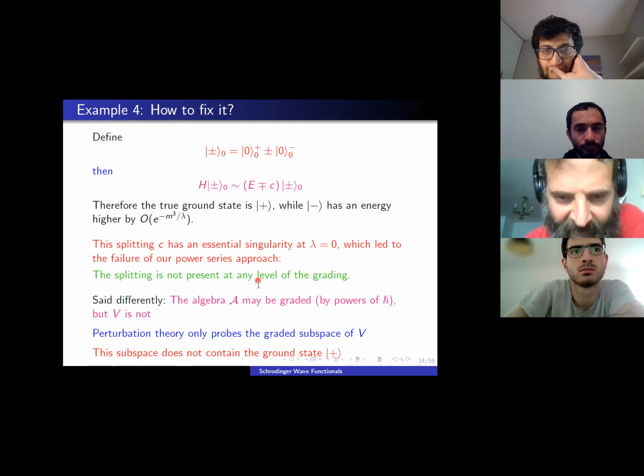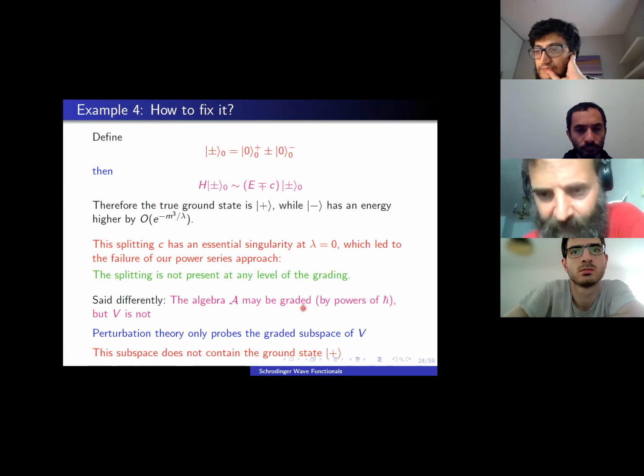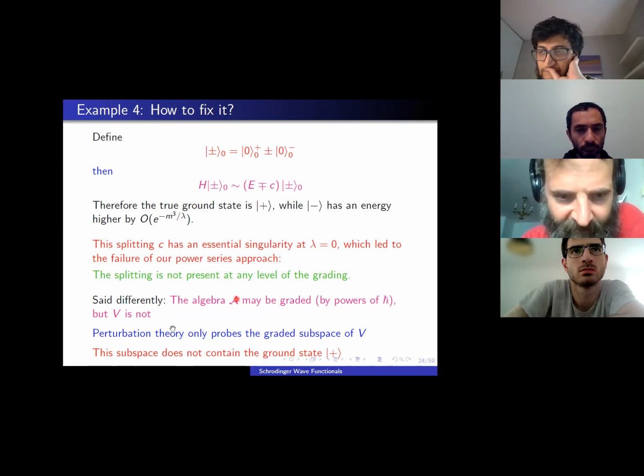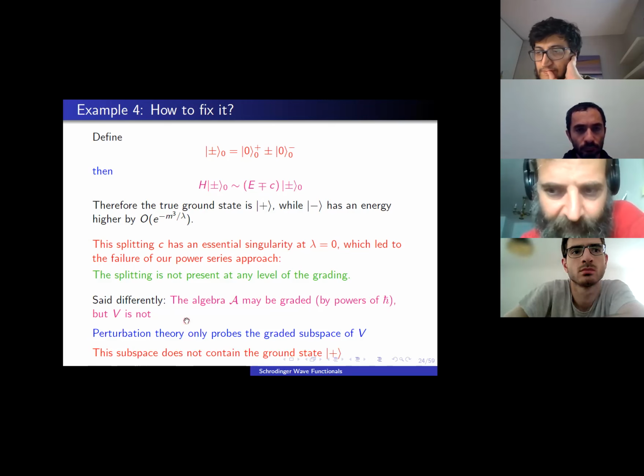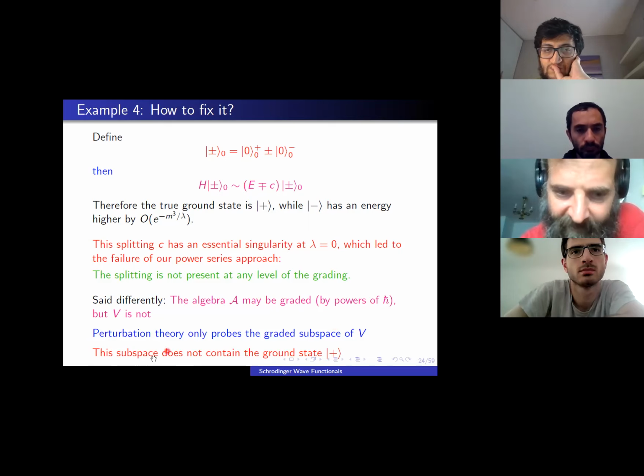Another way to say it is our algebra was graded. We know that because we defined it in terms of h bar as one of our generators. But the vector space isn't graded. And in perturbation theory, we just looked at the graded subspace of the vector space. But this graded subspace is actually a proper subspace, and it doesn't contain the vacuum. So that's why we ran into trouble. So any questions about this point?